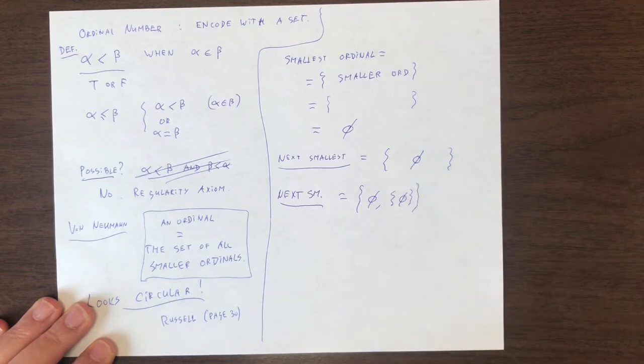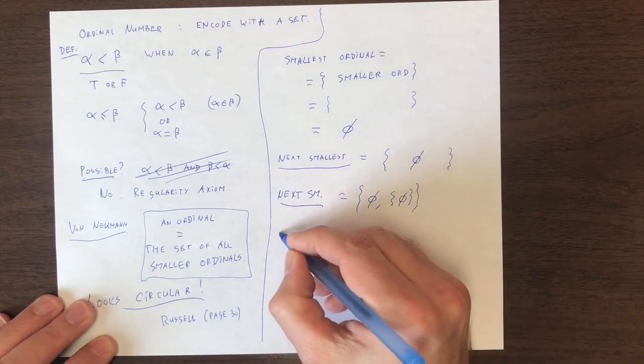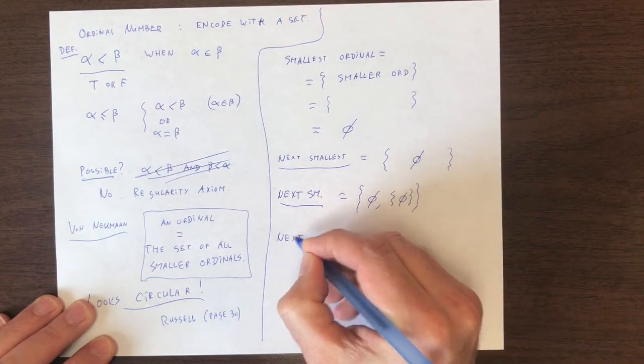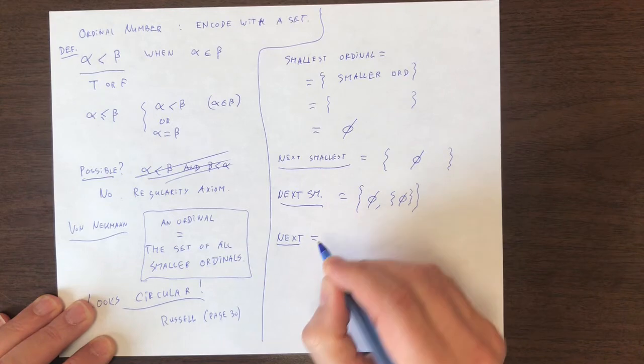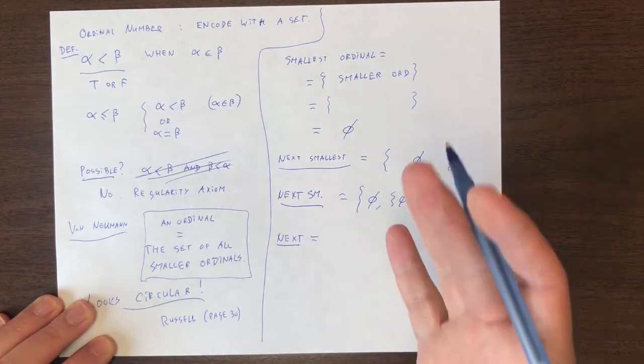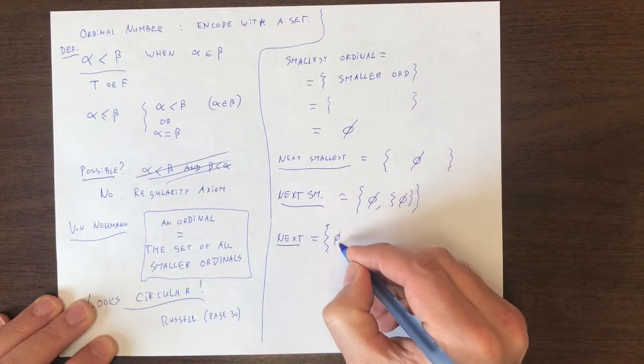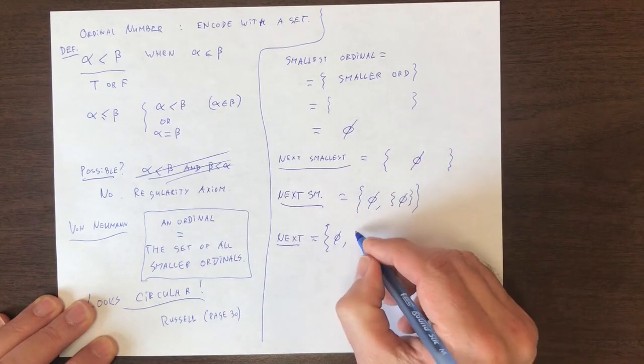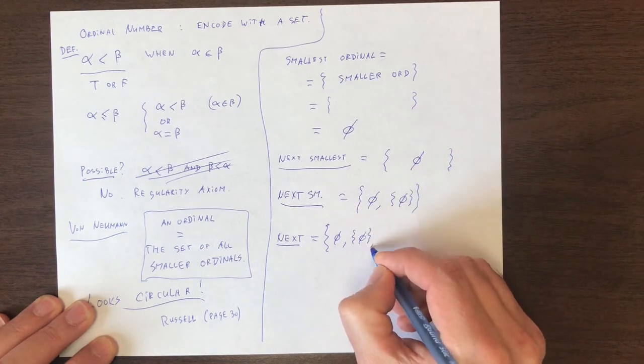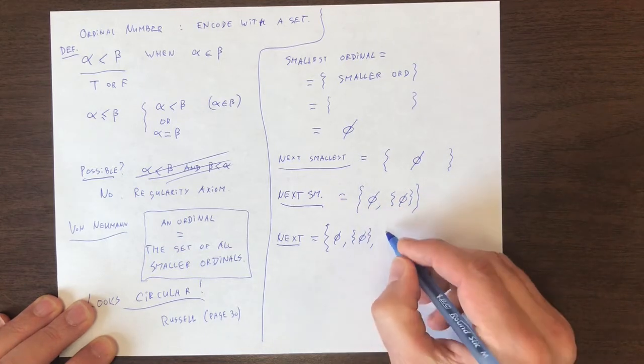And now the next one. Well, the next smallest is what? It's the set of all smaller ones. So which ones are smaller? Well, that one, and then this one, and then also this one.